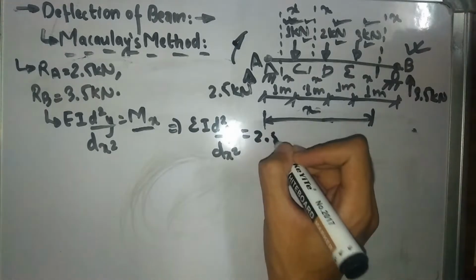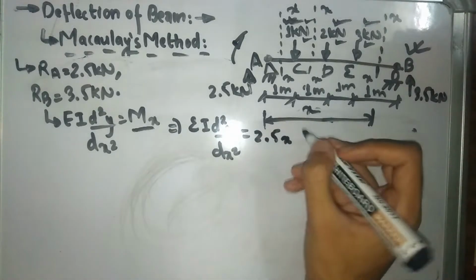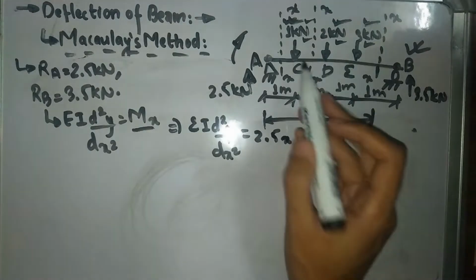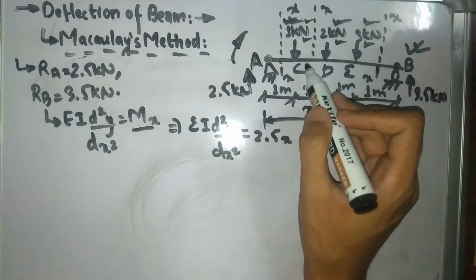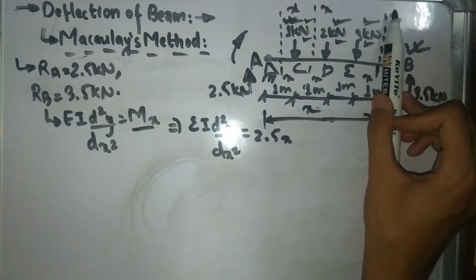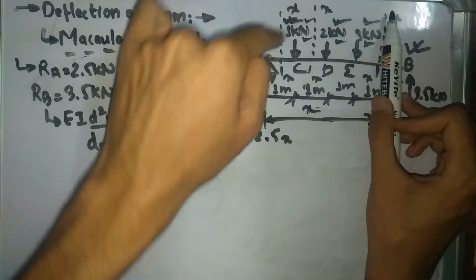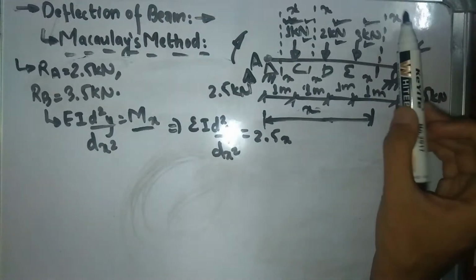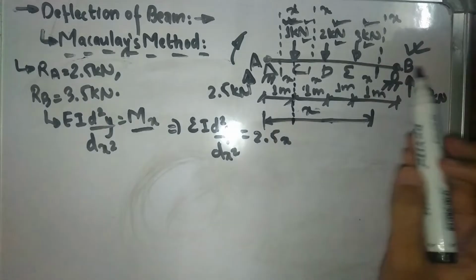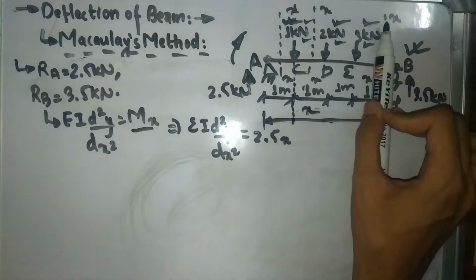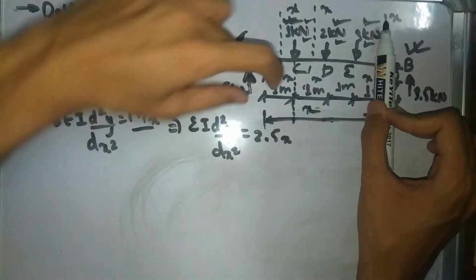So firstly, we're going to have 2.5x. Now we are moving to our next force, which is 1 kilonewton. With respect to section x, 1 kilonewton is going to produce a downward force. Downward force means it is negative. But right now 1 kilonewton is acting at a distance of x minus 1. As you can see here, up to here from A it is x, but from C it is going to be x minus 1.